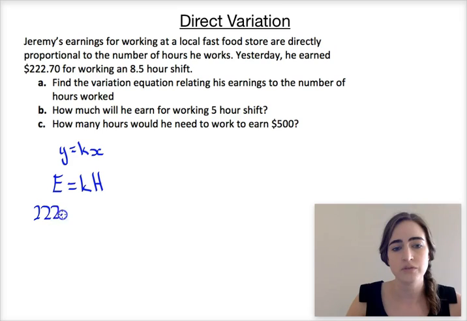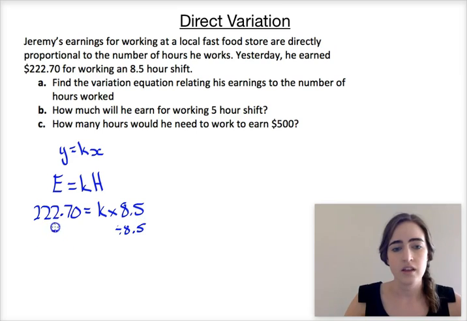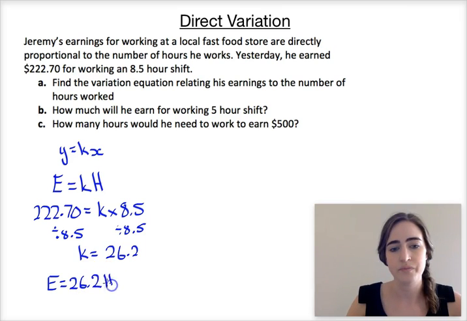So 222.70 is equal to k times 8.5. So we've got this equation. To find k, we're going to divide both sides by 8.5. So that'll give us our k on its own. So we'd end up with k is equal to 26.2. So what that means is that instead of our equation being E equals kh, it'll be E equals 26.2h. So that's part A. And what that means is that 26.2, that means he earns $26.20 per hour.